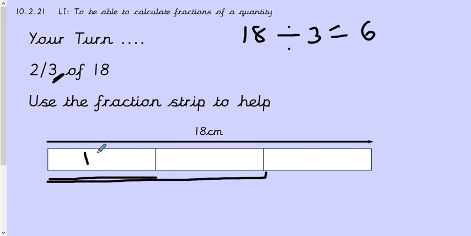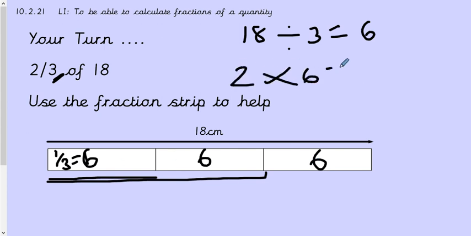So we know 1/3 equals 6. And this is worth 6, and this is worth 6. So if we want to know 2, then we're going to do 2 times 6. 2 times 6 is 12. So therefore 2/3 of 18 is 12. For those of you who had to go on your own and you got 12, well done.